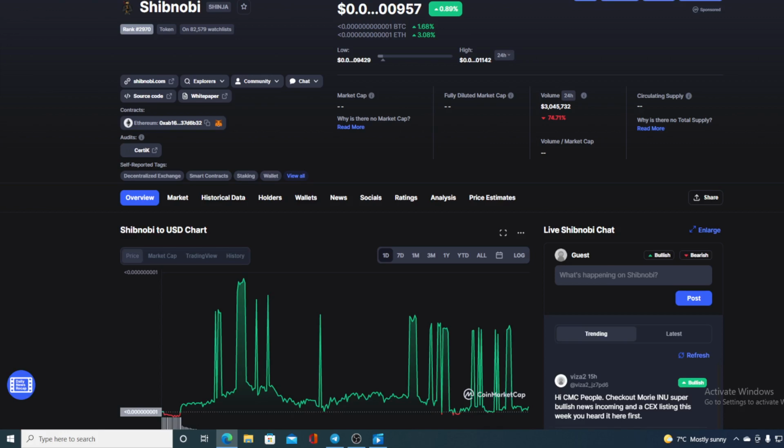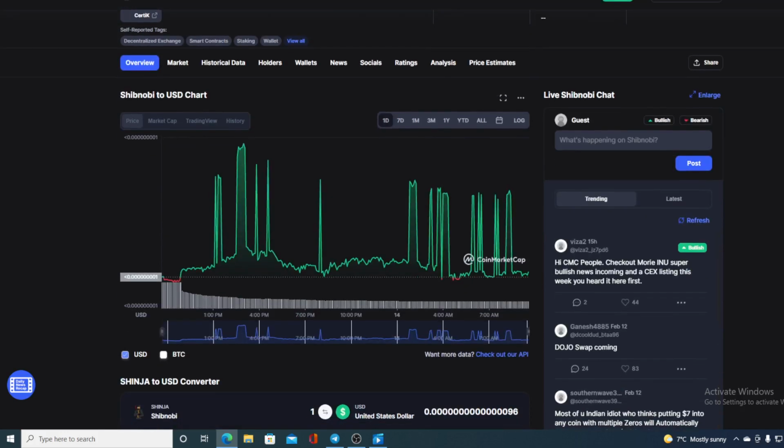However, with all the new and good things coming for Shibnobi, I can safely say that if you were thinking of entering Shibnobi community, now is the perfect time to do so, because guys, this price from here will skyrocket again, and you would like to buy it on the cheap so you can sell it on the high and earn some money, or perhaps keep it for the future, because there are good things coming for Shibnobi.